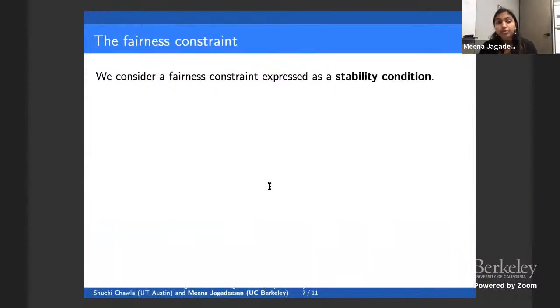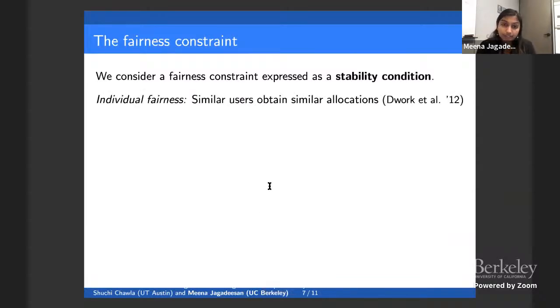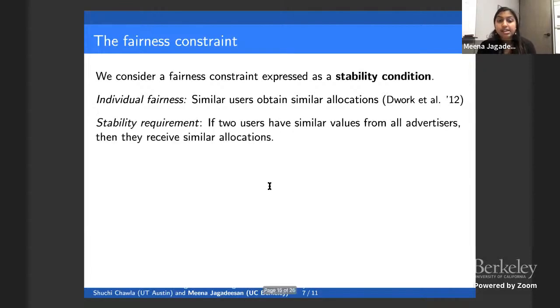Okay, so the way we formulate fairness is as a stability constraint. Our starting point is individual fairness, which requires that similar users obtain similar allocations, and we formulate this fairness requirement as a stability constraint. Recall that we were focusing on the second source of unfairness, where the advertiser bids have already been audited to look fair in isolation. So now two similar users should receive similar bids from all advertisers. So our stability requirement is: if two users have similar values from all advertisers, then they should end up receiving similar allocations.